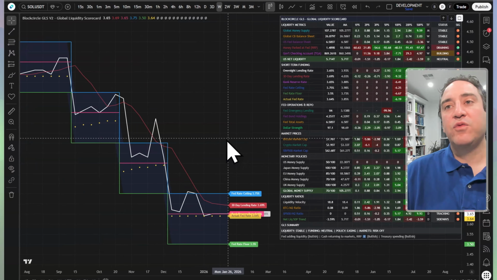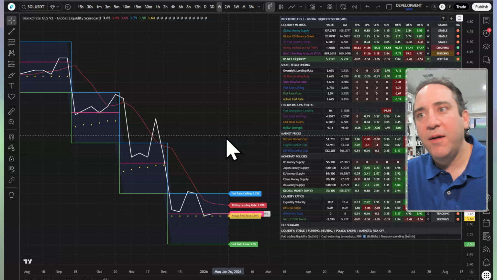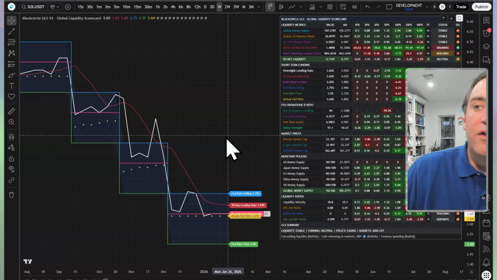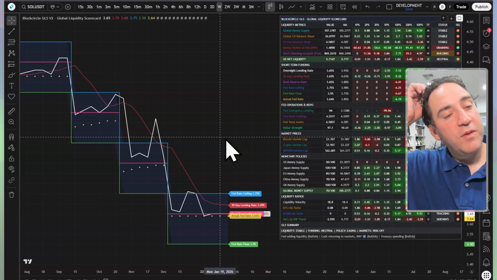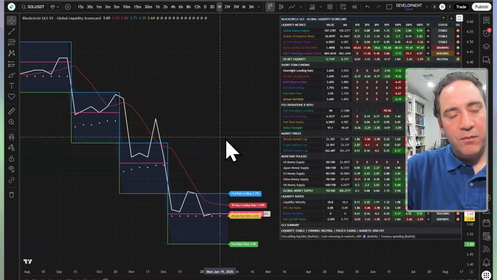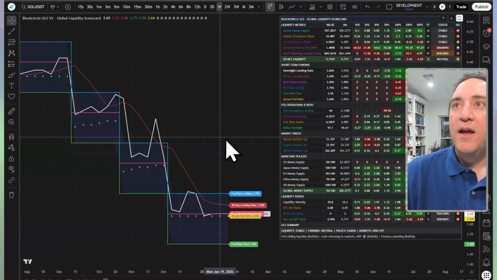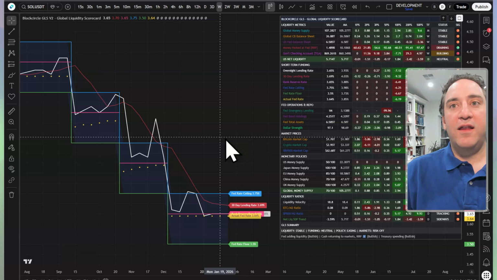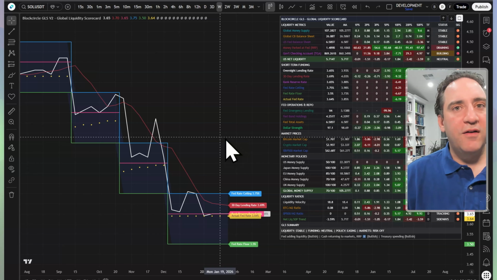Is cash returning to the markets? So is the reverse repo dropping, or is it increasing? And usually you want it to be dropping for you to have sort of a bullish bias in the short term. And is the Treasury spending, or are they reducing their overall spending and overall expenditures?